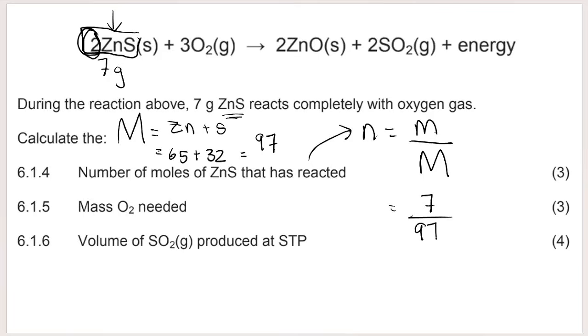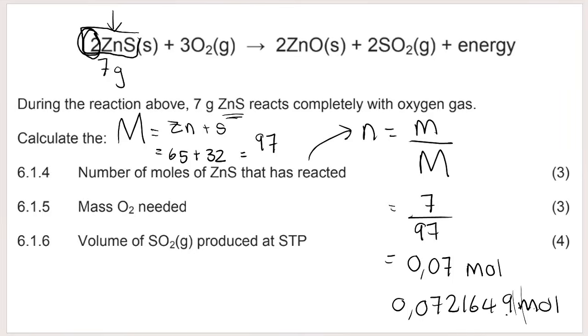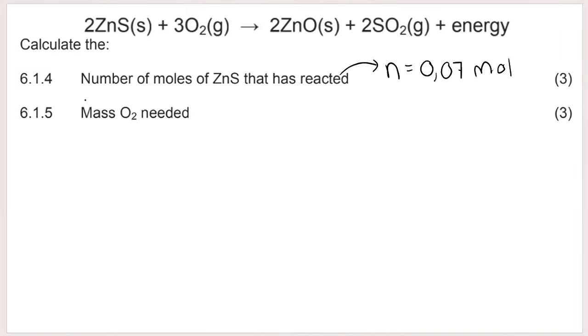So it's going to be 7, which is the mass, divided by 97, which is the molar mass. And I get 0.07 mole. That is rounded off. Remember, you have to round off to at least 2 decimals. So if I wanted to leave this as 0.072164..., I absolutely could, as long as I round it off. Okay, so that would be mole. There we go. Now the next question says, calculate the mass of oxygen needed.